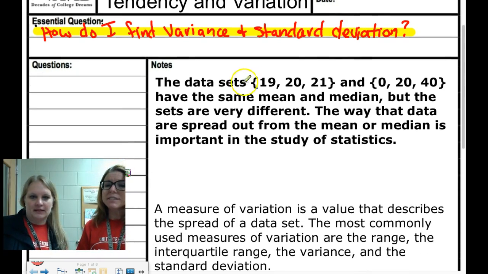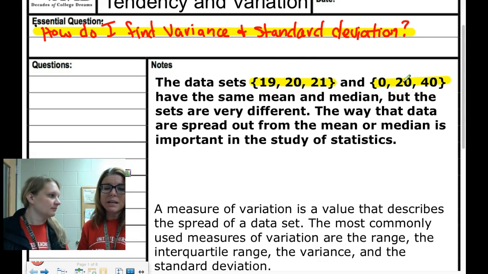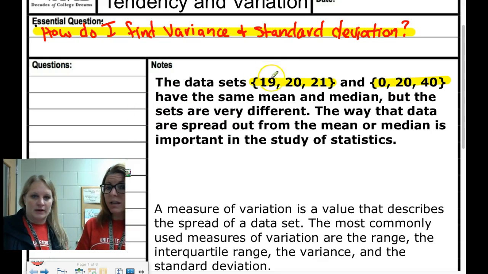The data sets 19, 20, and 21, and 0, 20, and 40. We're going to prove to you right now that they have the same mean and median, but the sets are actually very different. How they're different is that they have different numbers in them. Look at the numbers, and it's how the data is spread out from the mean. Look at 19, 20, 21, right close to each other. They're close, whereas 0, 20, and 40 are very spread out.